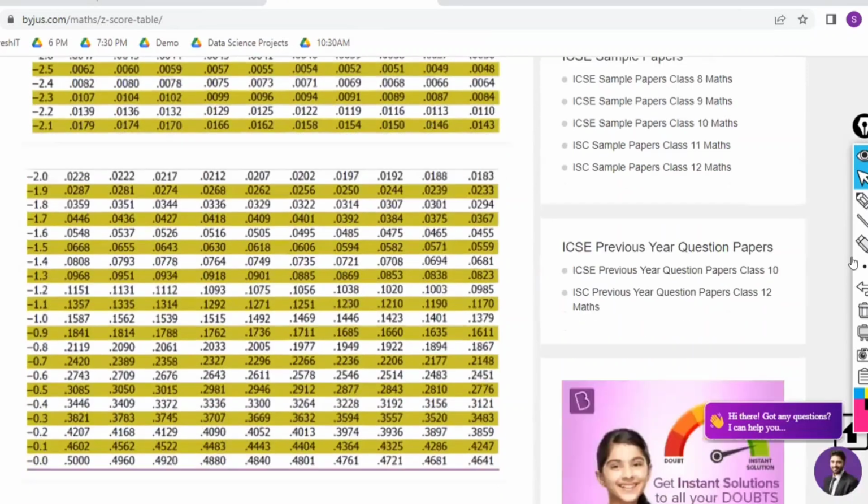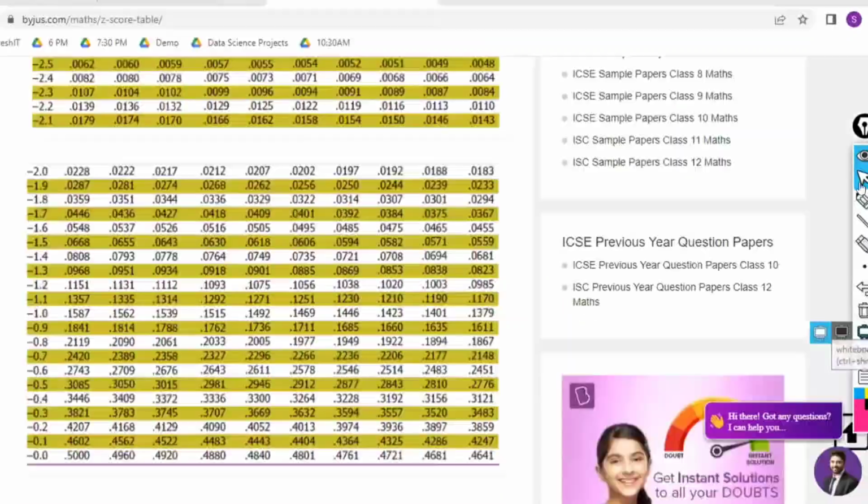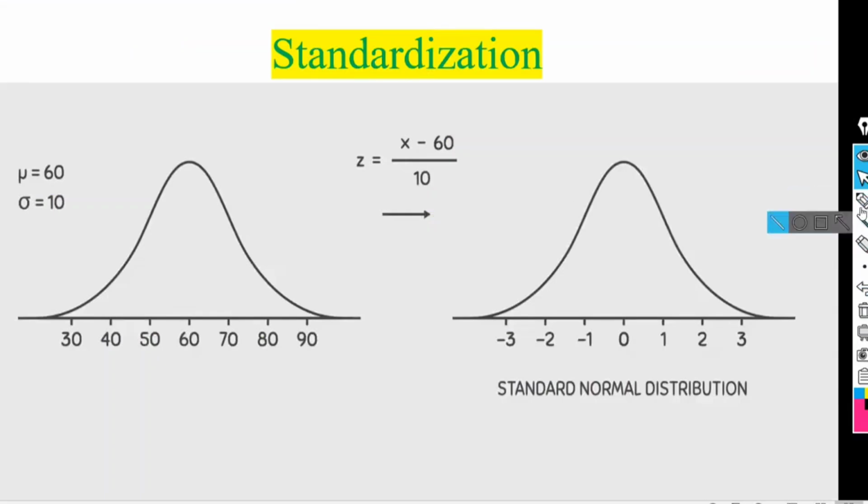For example, now tell me for the same example, once again in the PPT, what is the area under this one?